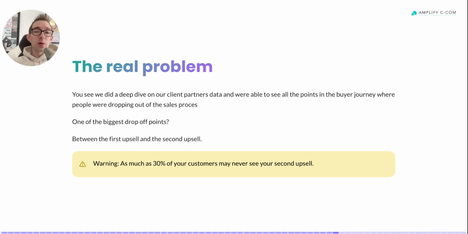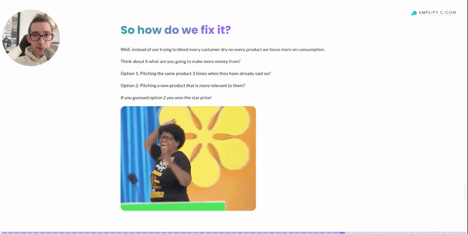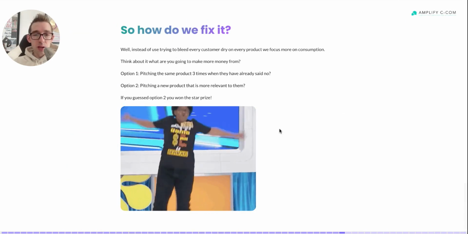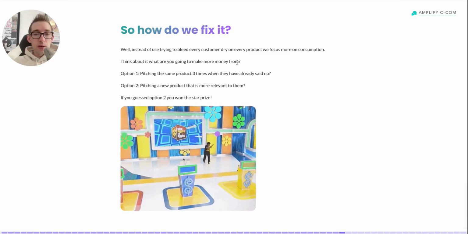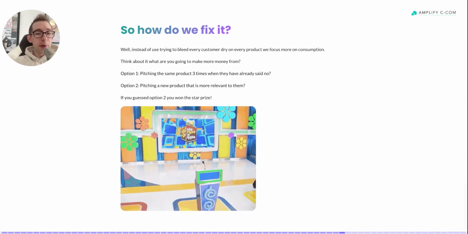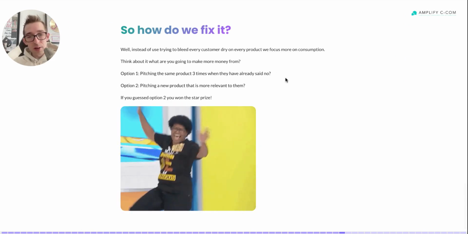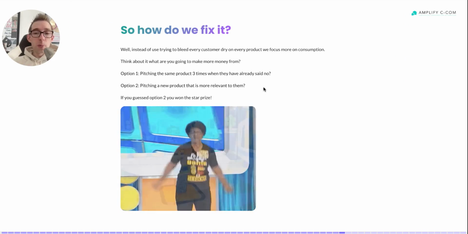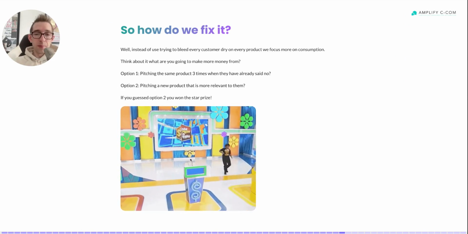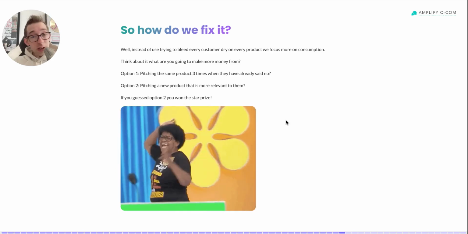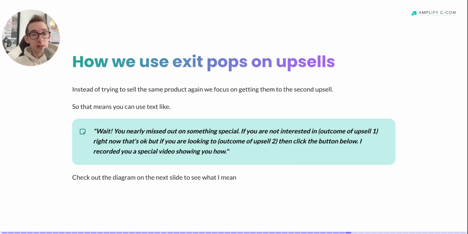What's happening is someone buys the product, they go to upsell 1, and they go, someone tried to sell me something else, and then they disappear. So what we have to do is stop them from leaving the page. How do we fix that, right? Think about it. Which one are you going to make more money from? Number 1, pitching the same product 3 times that they've already said no to, or number 2, pitching a new product that's more relevant to them. If you guessed option 2, congratulations, you won the star prize.